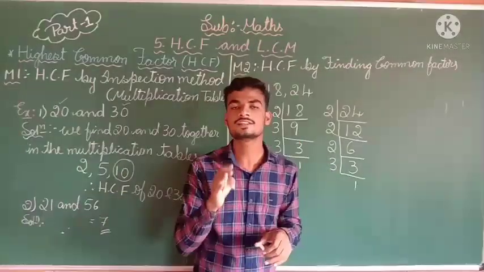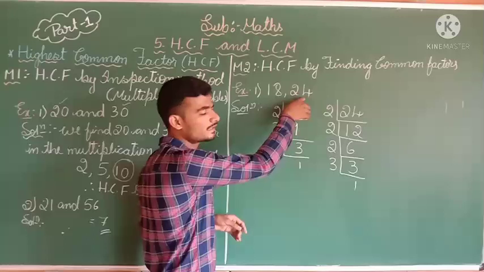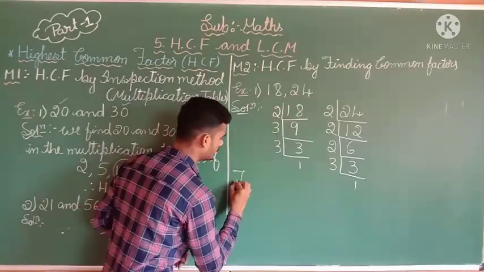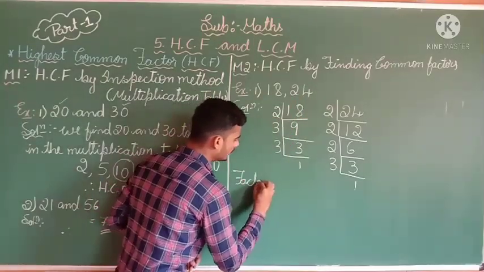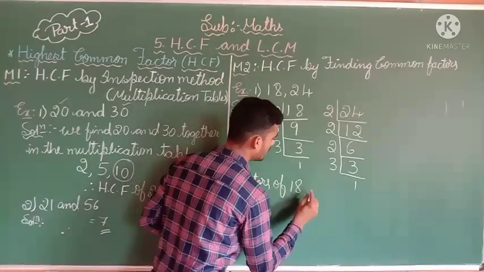Now after finding this by the division method, what do we have to do? We want to find the factors of 18 and 24. We want to find the factors of 18.